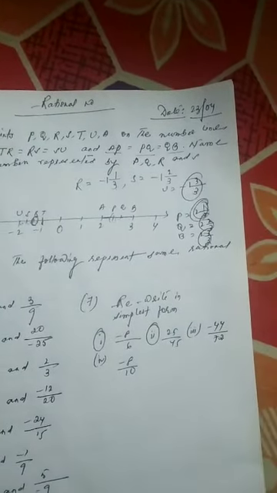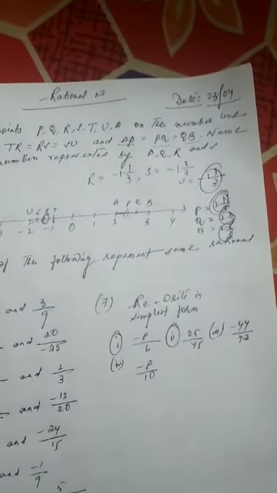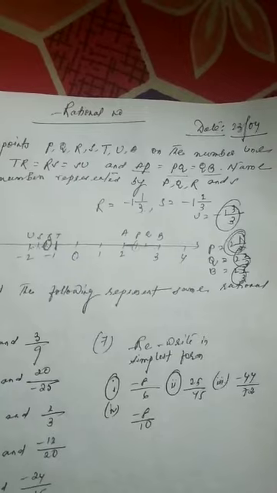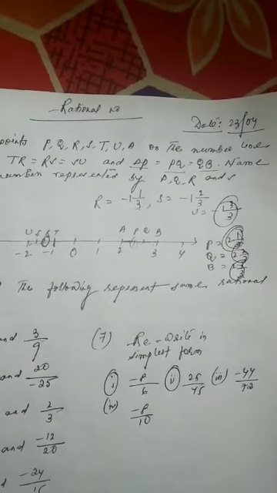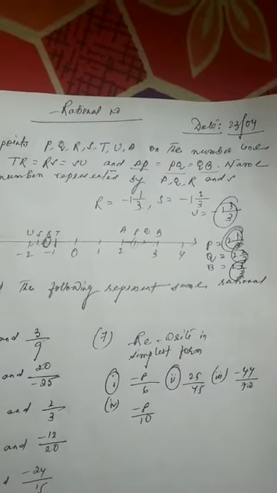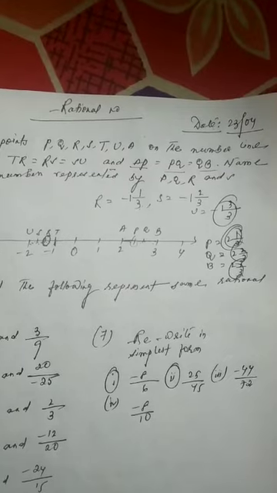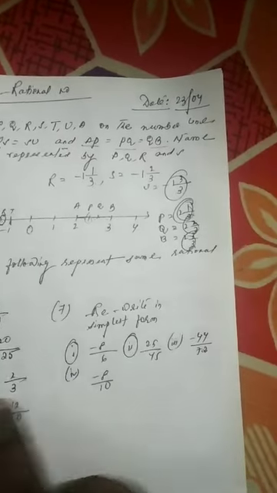These are the numbers: 2 1 by 3, 2 2 by 3, 2 3 by 3. These are the numbers written on the number line. So in this way we have to represent the places like U, S, R, T, A, P, Q. These numbers are to be written.